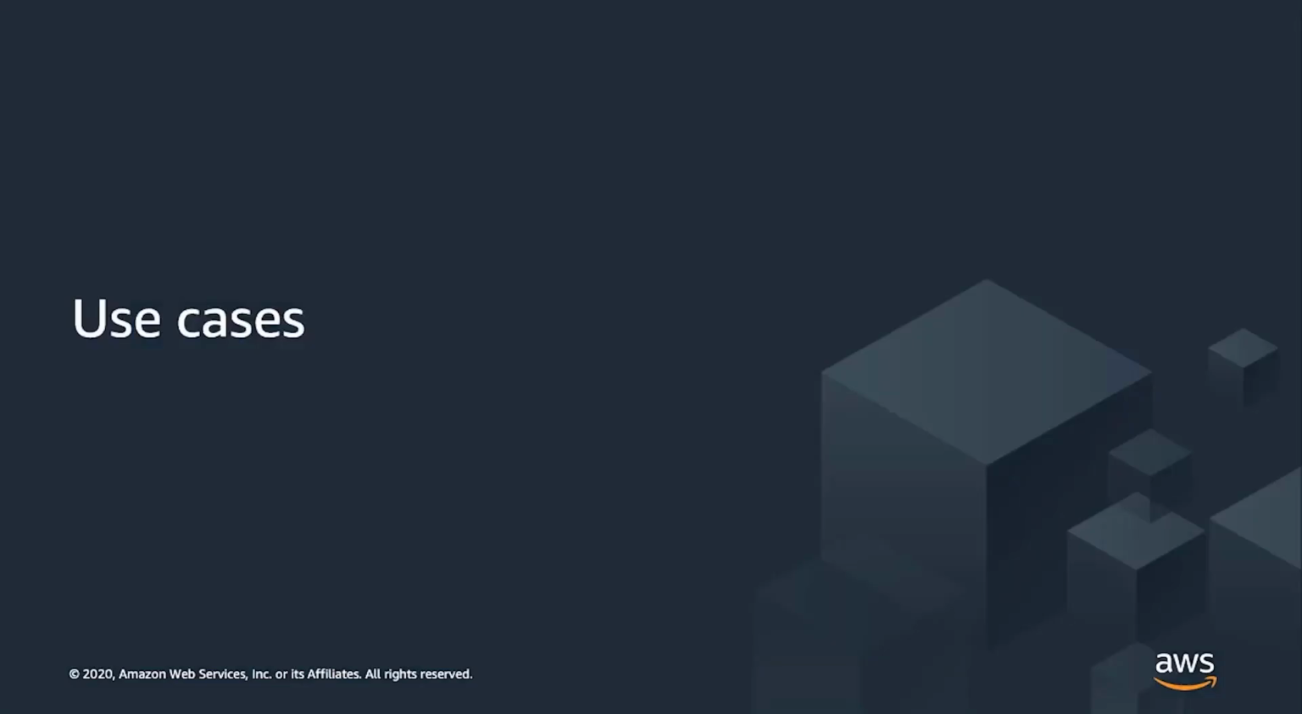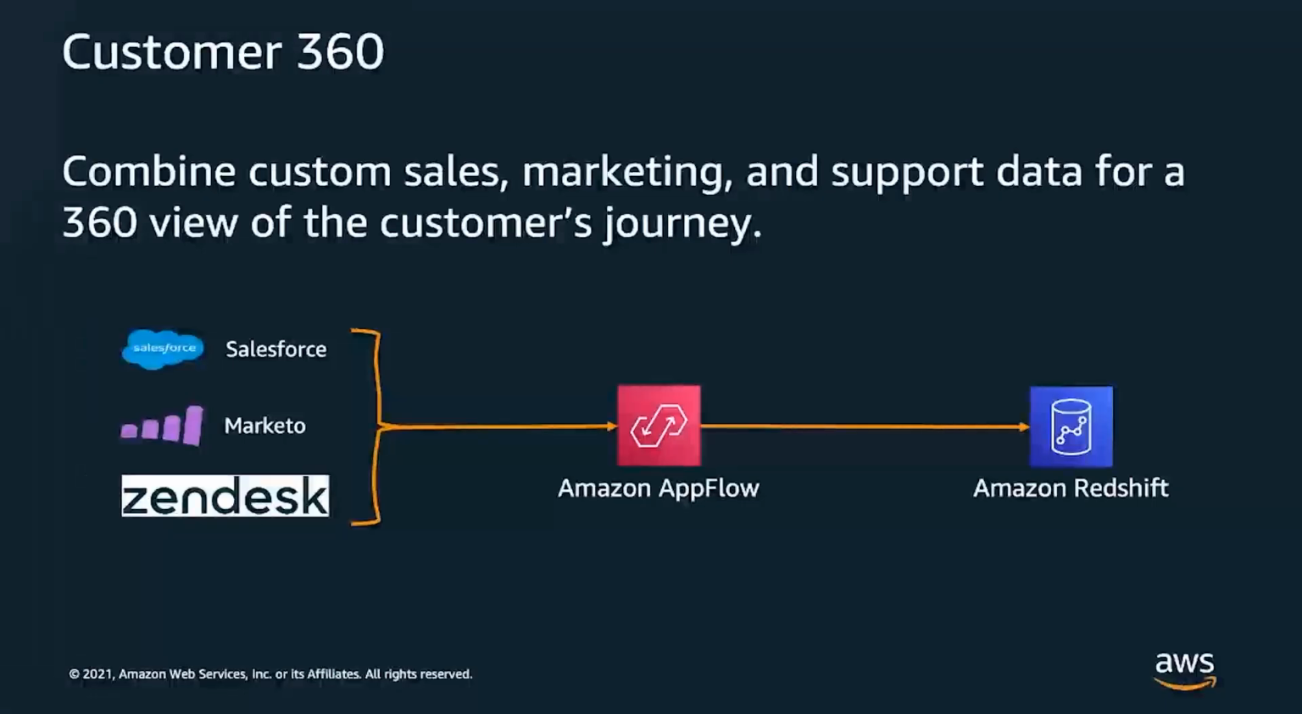All right, so let's talk about some use cases. We've talked about walking through how AppFlow works and the different configuration choices you can make. But let's look at some reasons why you would use AppFlow. Well, the first one is a customer 360. The idea is I want to get a 360 view of what a customer looks like. What does their journey look like with my company? So let's say I'm using Salesforce, Marketo, and Zendesk. I can pull all that data in. This would be 3 separate flows, one to pull from Salesforce, one from Marketo, one from Zendesk, and I can have it drop that data into Amazon Redshift.